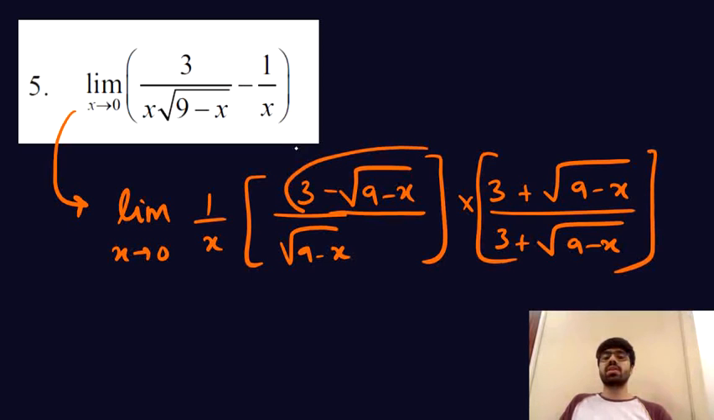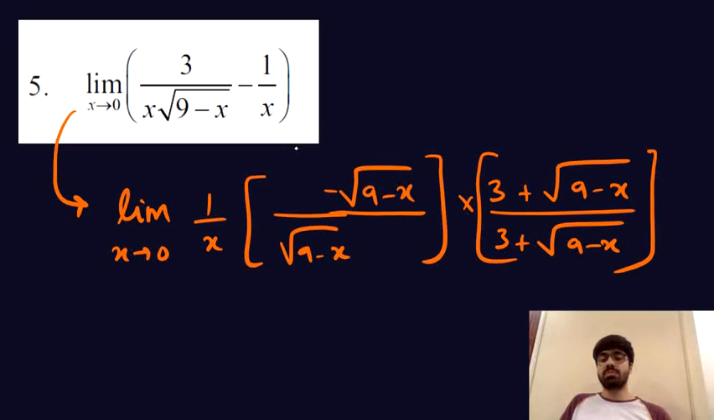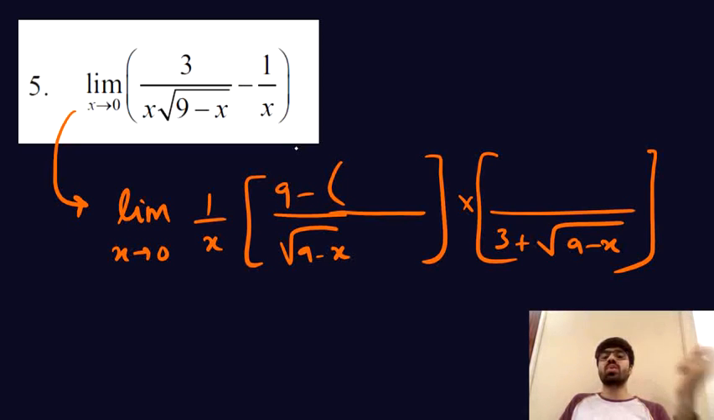Rationalize it with 3 plus root over 9 minus x. So in the numerator it is a minus b into a plus b. And that will become a square minus b square. That is 3 square, which is 9, minus the square of root 9 minus x, which is 9 minus x only. Open up the bracket, so that will be 9 minus 9 plus x. 9 minus 9 getting cancelled, you are left with an x in the numerator, which gets cancelled with the x in your denominator. Now you can easily put x equal to 0 to evaluate the final answer.